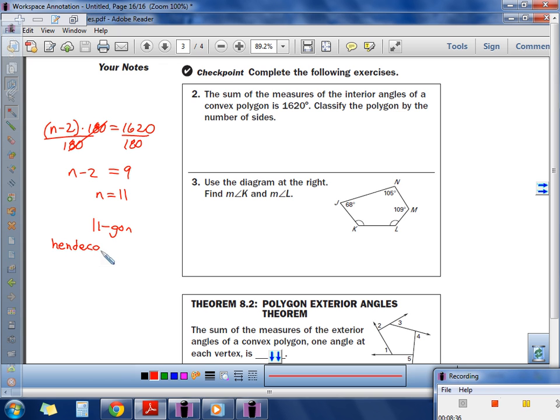Hexagon. I think, yeah, that sounds familiar. I'm not going to make you memorize that one, though. It's an oddball. Hexagon.